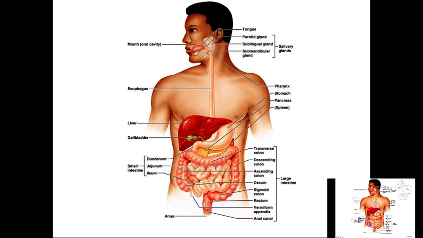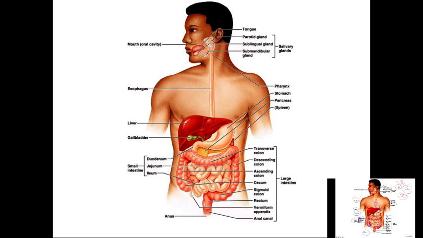And then we have the ascending colon, and then the transverse colon, and then the descending colon, and then we have the sigmoid, the swirl, the S, swirl and S for sigmoid, and then you have the rectum and the anus. The accessory organs would be the liver, the gallbladder, and the pancreas. There's the pancreas right here near the stomach.